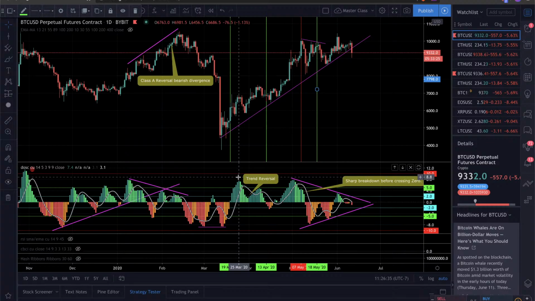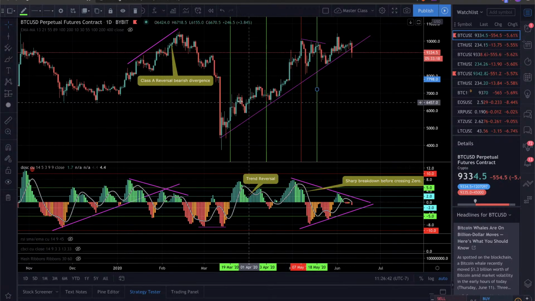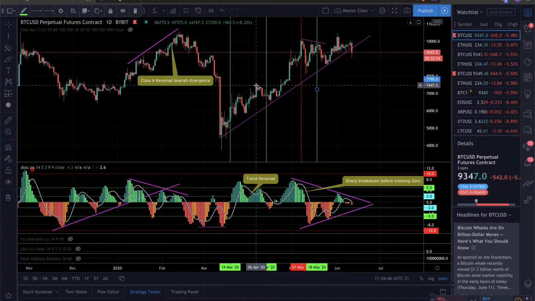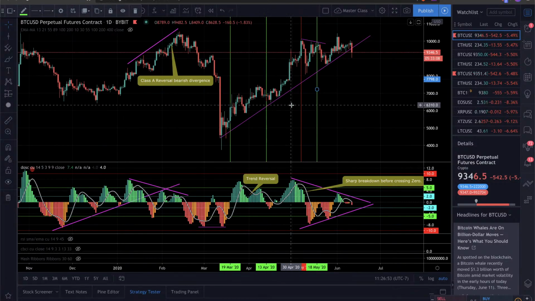And then you can look at that in regards to right here, we also had the bearish divergence play as well. The price was going up, the volume was going down, giving us an indication that we were going to have some kind of correction coming up right here. And again, played out pretty well.